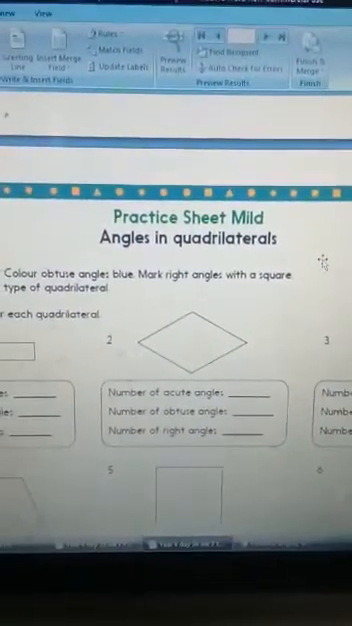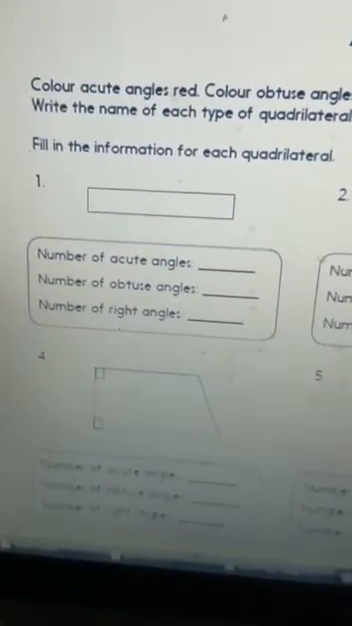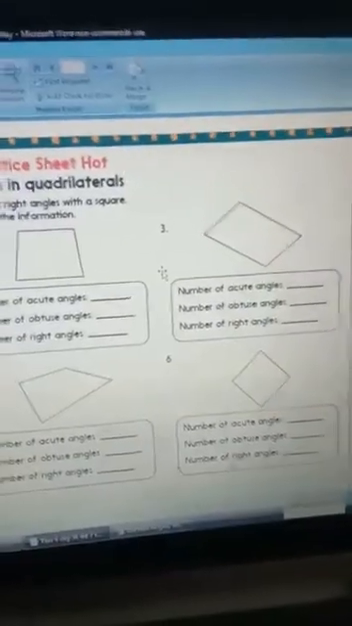Okay, and we get on to the practice sheets. There's the mild sheet. You've got a selection of quadrilaterals and you fill in the boxes. So for that, number 1, number of acute angles, number of obtuse angles, and number of right angles. So which ones does that shape possess? If there are none, you put 0. There's 6 different shapes, and then for the hot sheet you've got another 6. Let's see if you can do both sheets.